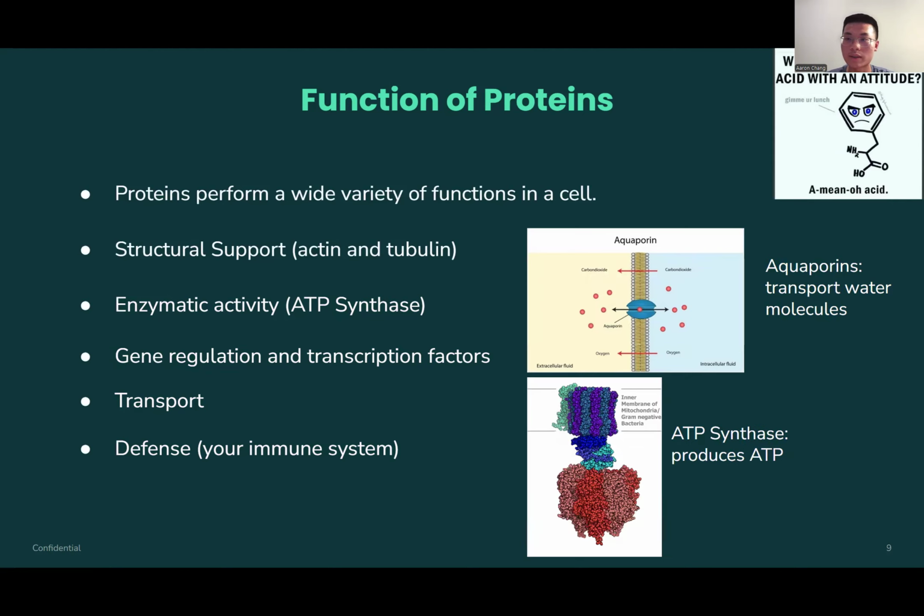Another example is ATP synthase. It produces ATP. It is an enzyme. Enzymes are biological catalysts that can speed up reactions. ATP cannot just be produced by itself, or otherwise it's going to take a long time. And ATP synthase helps with enzymatic activity and produces lots of ATPs.